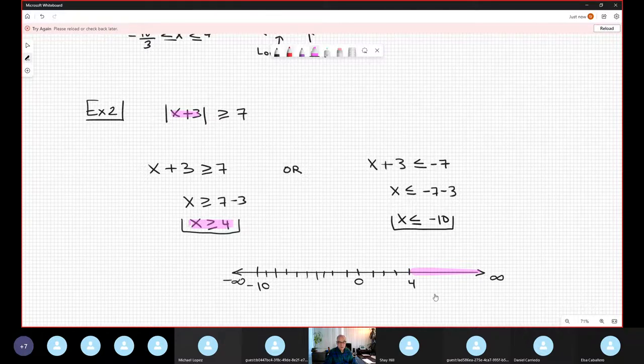And the way to indicate that is using a bracket. And the second part is this: less than or equal to minus 10. So it's to the left. And this continues forever.